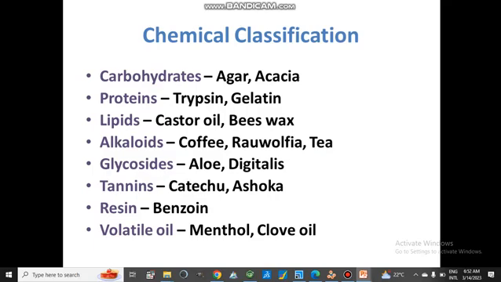And the drugs may be from alkaloids, which are natural products or secondary metabolites. So the examples are coffee, Rauwolfia, tea. From glycosides, aloe, digitalis. And from tannins, catechu and ashoka. From resins, benzoin. From volatile oil, menthol oil and clove oil. So in this way, the compounds are categorized according to their chemical nature.